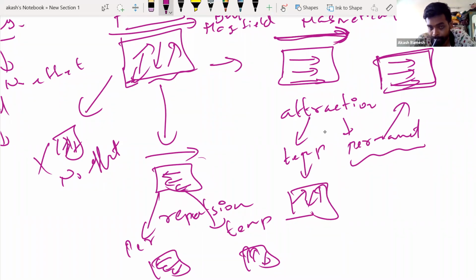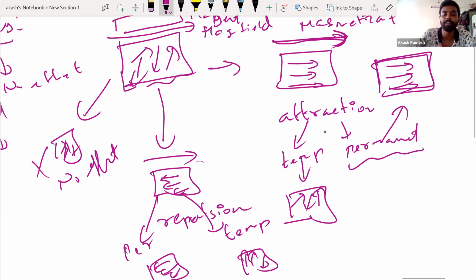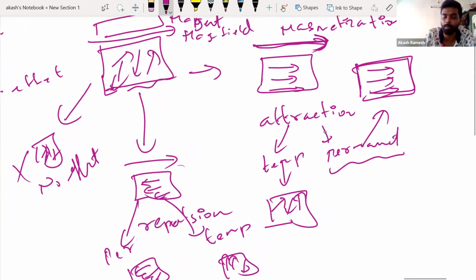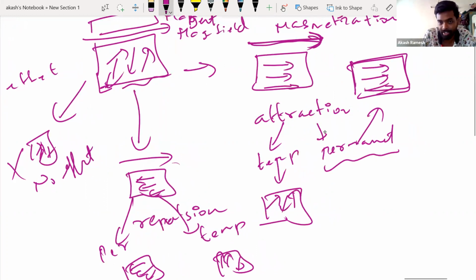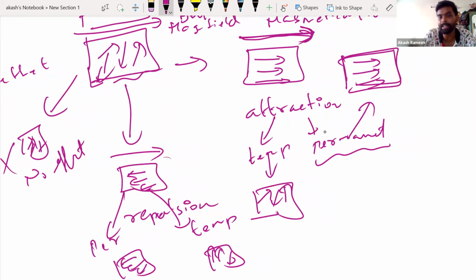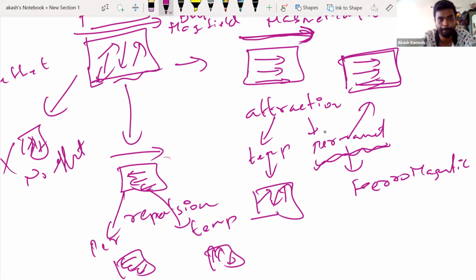Now, we have to give some names to this. The molecules which are getting attracted and have a permanent magnetic effect are called ferromagnetic substances. First they have to align themselves in the direction of the magnetic field, obviously attraction. But once the magnetic field is removed, if it still stays as such, these are called ferromagnetic substances.